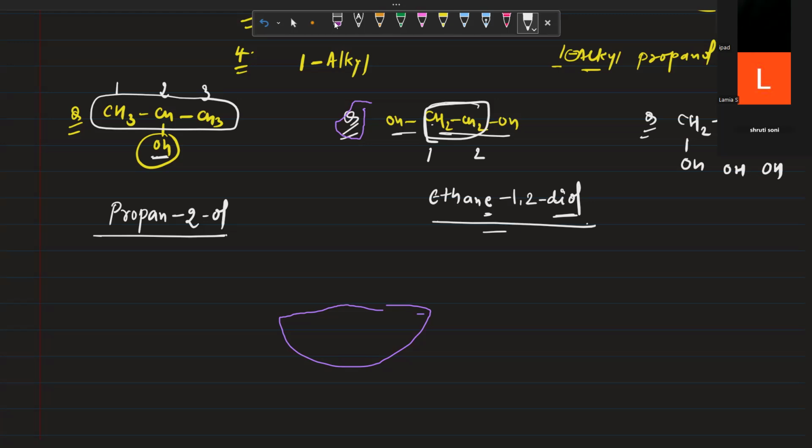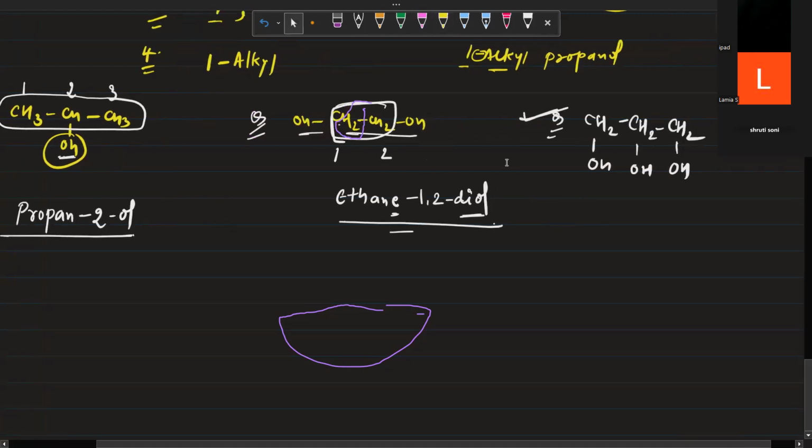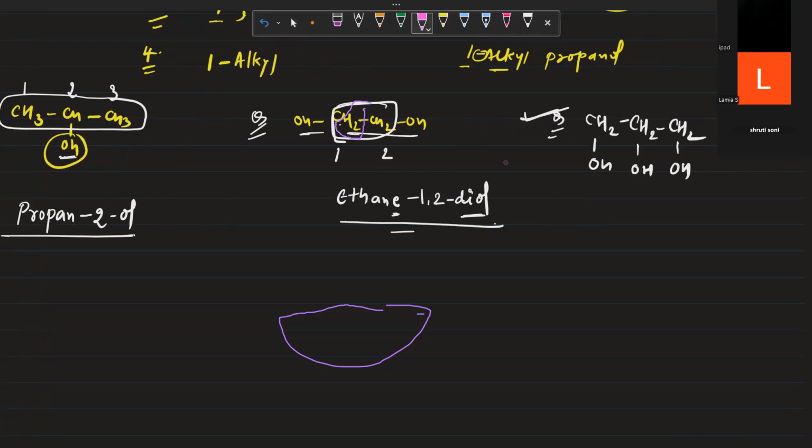It's a propane, right? So there it would be 1, 2, 3 triol, right? Propane 1, 2, 3 triol, right?